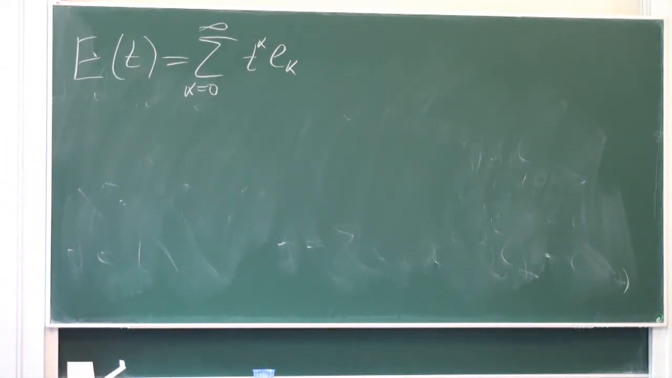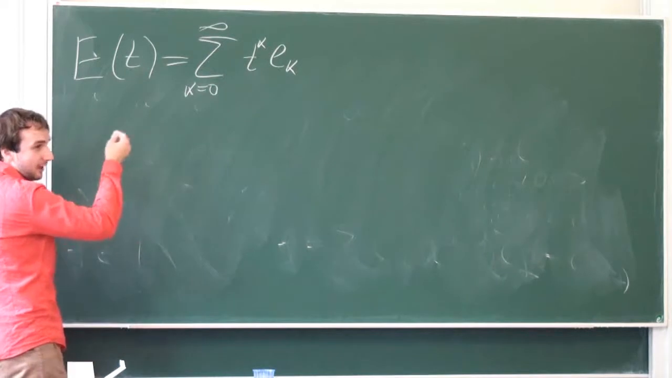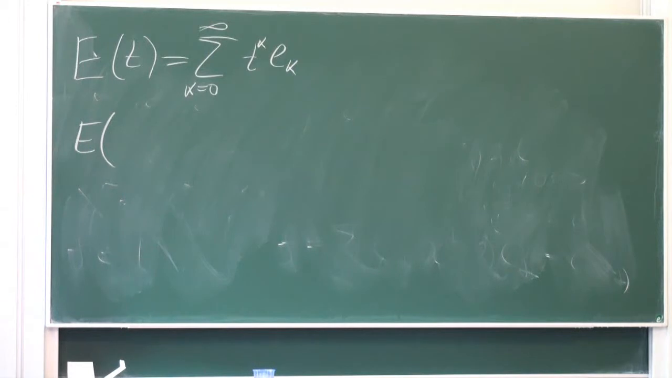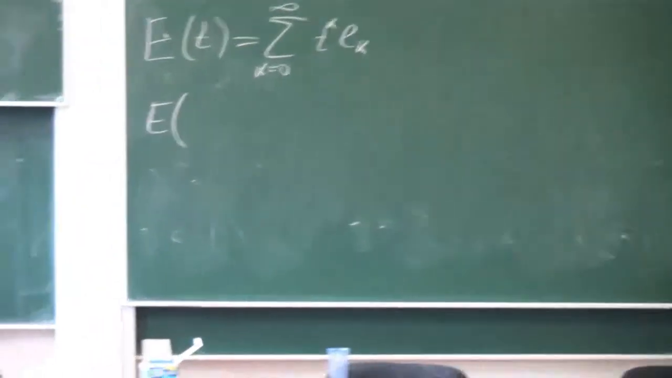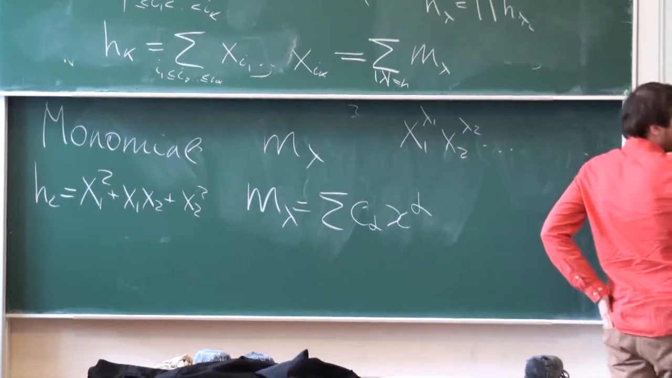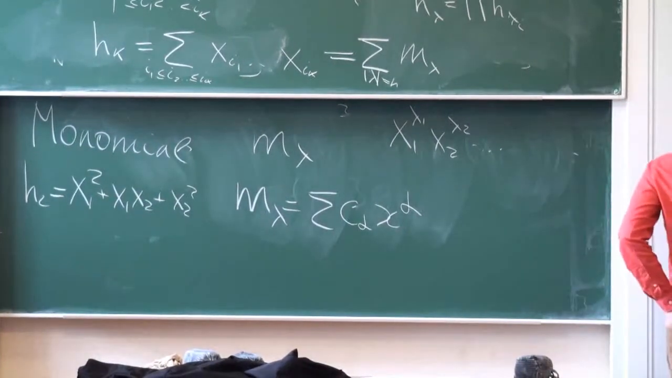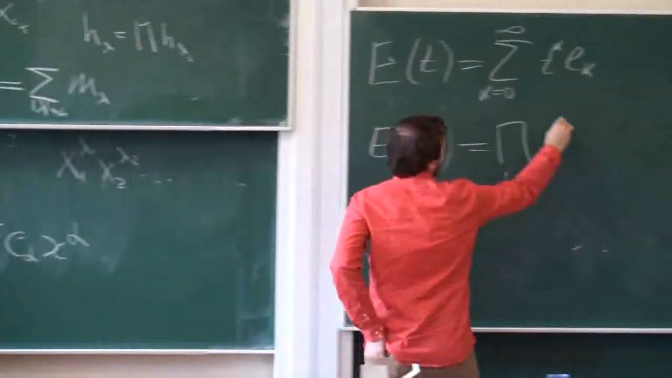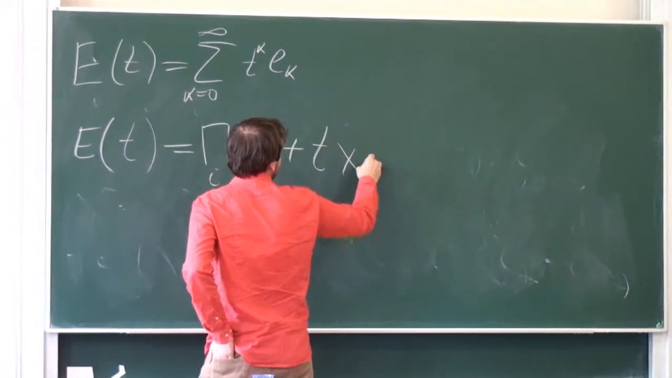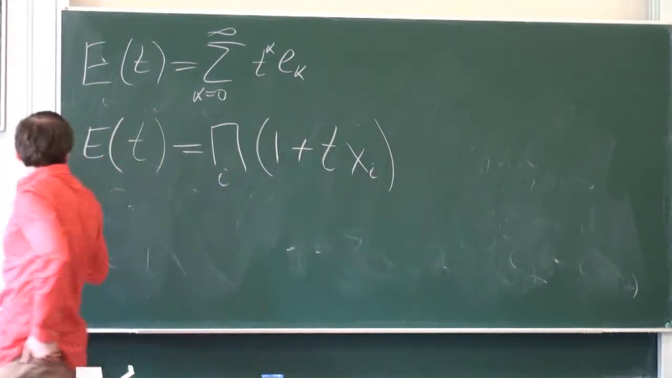Now there is a formula for the generating function expressing it through our variables. The coefficients here are either 1 or 0, since the monomial functions are counted without multiplicities. So you can express it through variables in the following way: this is just the product of 1 plus t xi. So this is our first theorem.